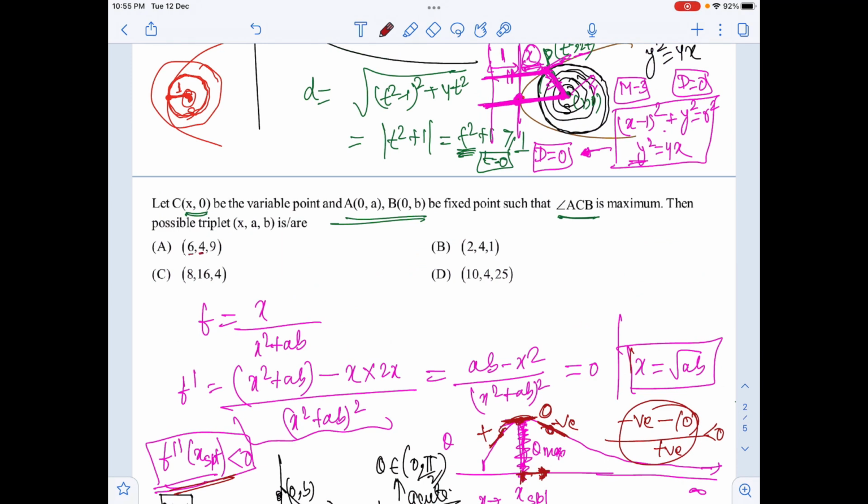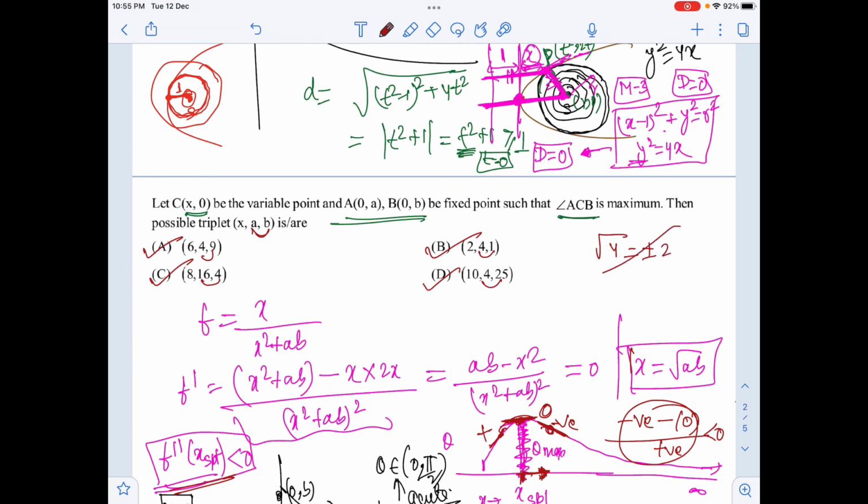Then the options will be a into b. How much is a into b? It's the last term of this ordered triplet. So 9 into 4 is 36, its square root is 6. 16 and 4, square root is 8. 4 and 1, square root is 2. 100, square root is 10. So all 4 answers are correct.